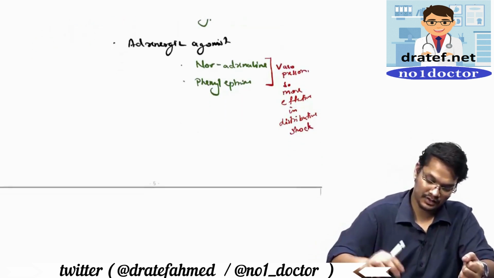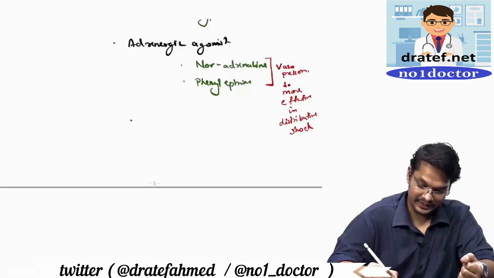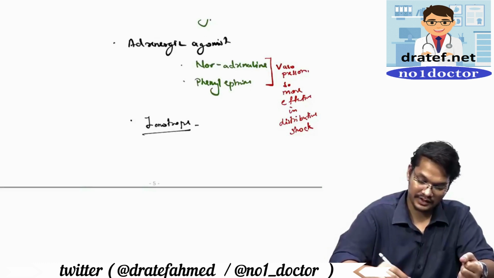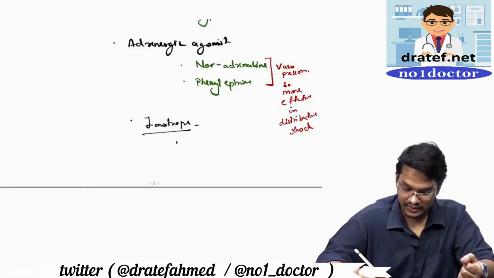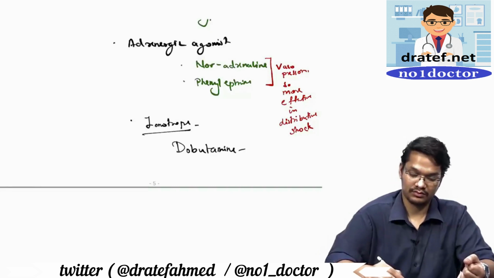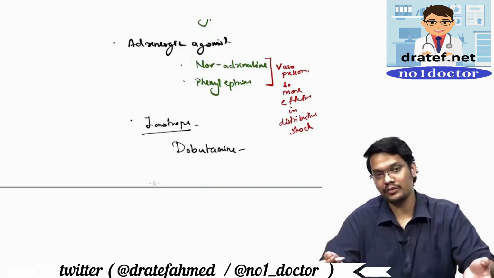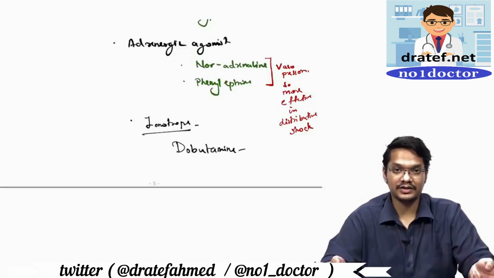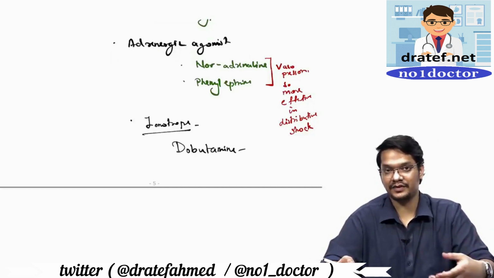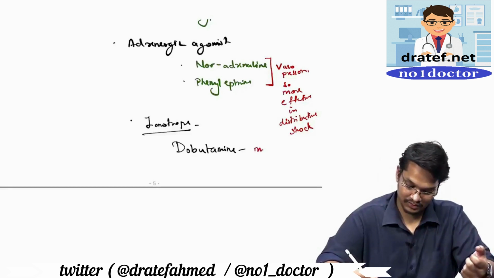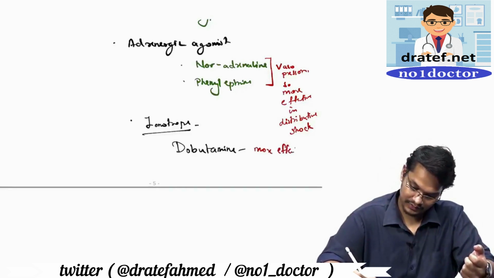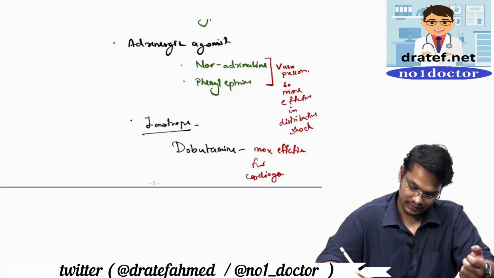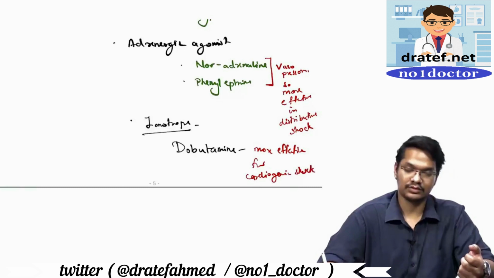Okay, now the second category is the inotropes, and in this, the one which we most commonly use is dobutamine. And since it's an inotrope, it will increase cardiac contractility, so it's more effective in cardiogenic shock. Okay.